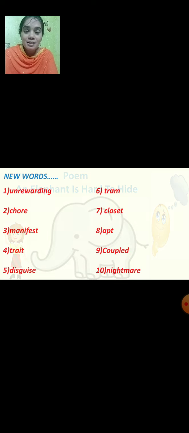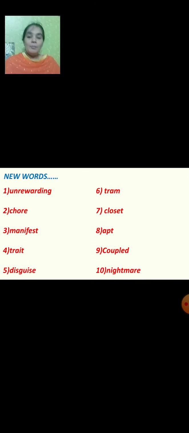Now let's see the poem, and before we read the poem, let's learn some new words that are given in the poem so that it will be very easy to understand the poem. Now I'll be reading the words. Just repeat after me. Unrewarding.